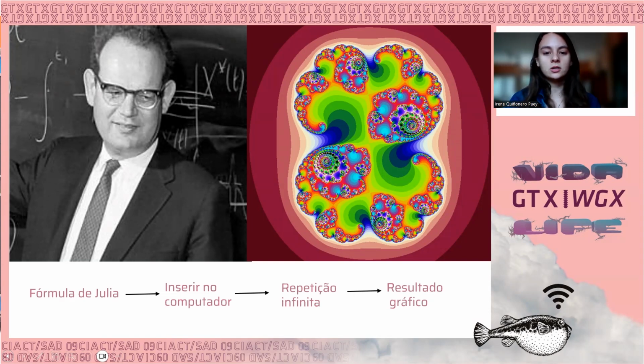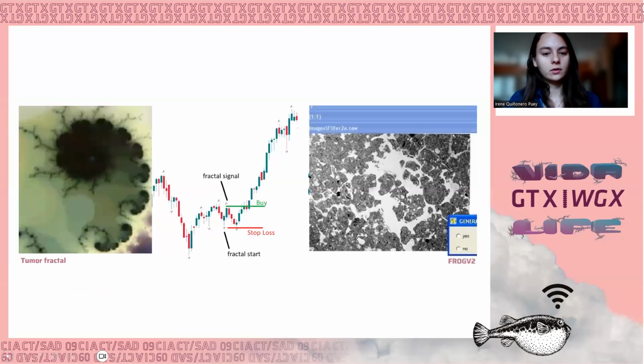The computer allowed the equation to iterate indefinitely, regenerating the fractal structure. This was a turning point in the understanding of the formation of nature and the application of these equations to many aspects of life. For example, in the detection of cancer, in the prediction of the stock market or topography, and even in visual effects.